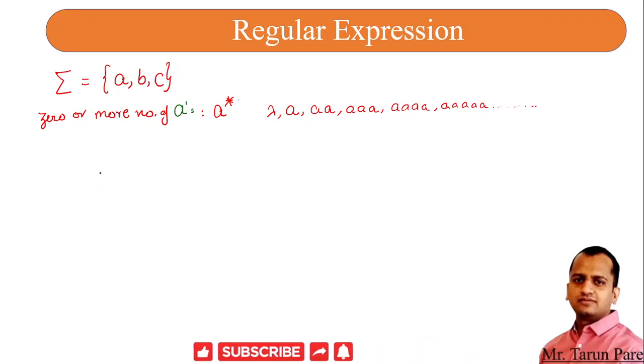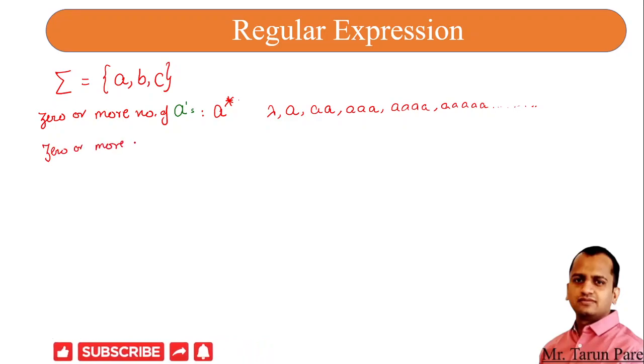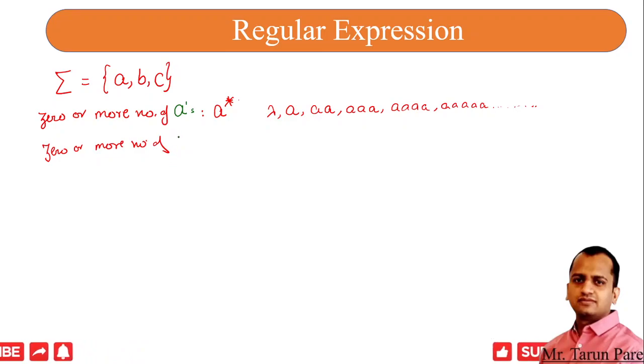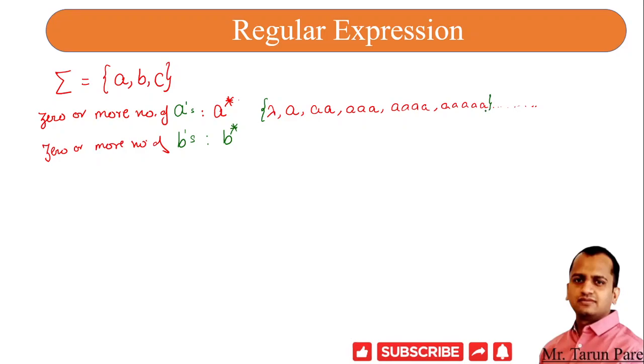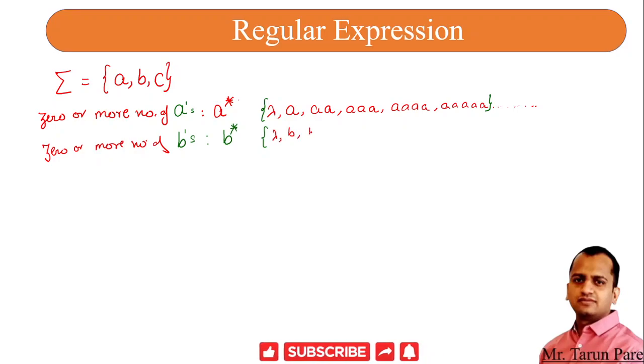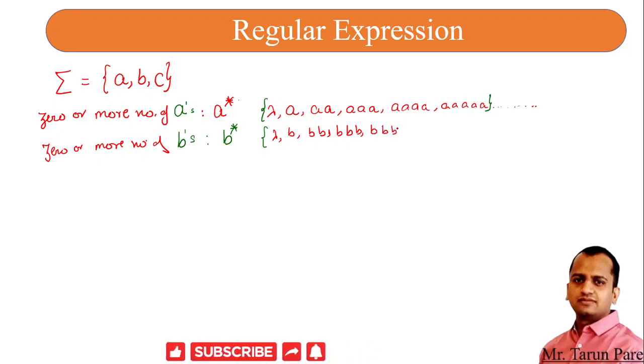Now suppose you want to print zero or more b's, then how are you going to represent it? It will be represented as b star. The possible strings will be lambda, b, bb, bbb, up to n number of b's.